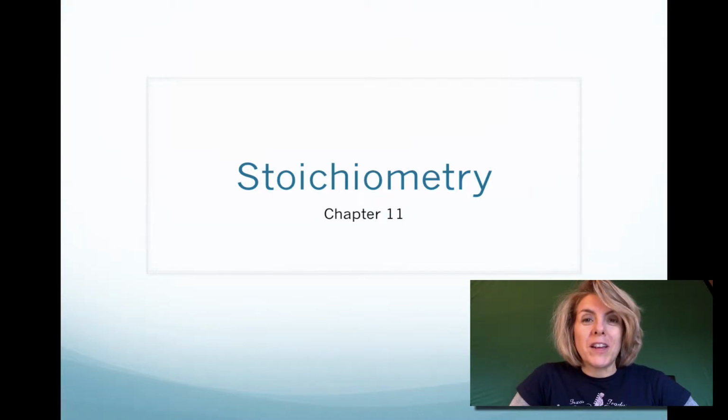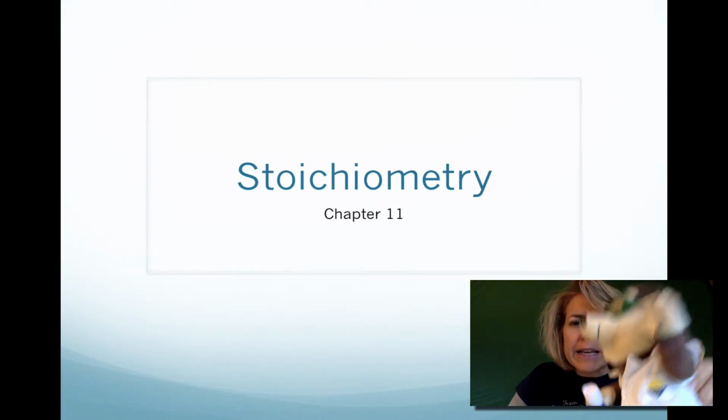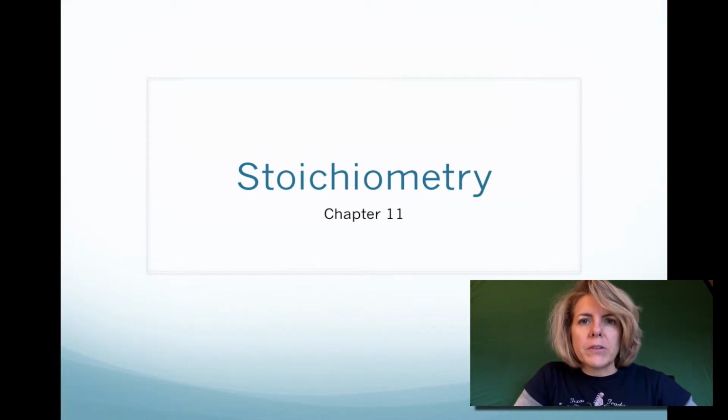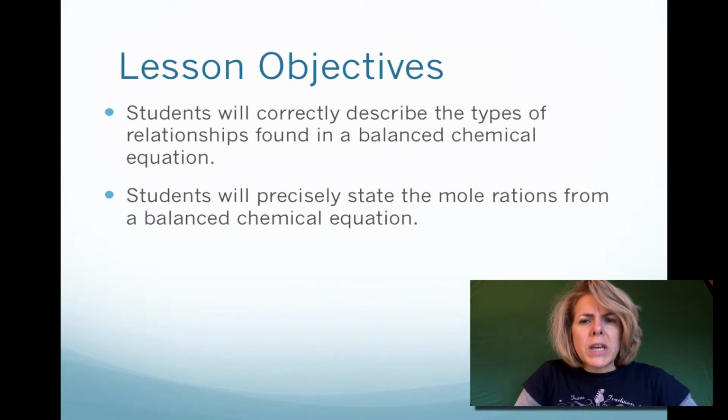This is Chapter 11, Stoichiometry Part 1. Some students have mixed feelings about this chapter. They're like, what is stoichiometry? Well, we're going to bring our good friend the mole back, and he's going to help us understand the following. We're going to look at the relationships found in a chemical equation, which has to be balanced, of course. Then we're going to look at what we call mole ratios, and use those mole ratios to help us figure some things out.